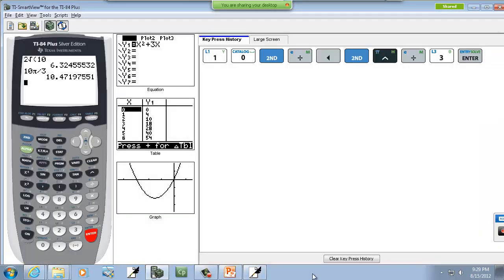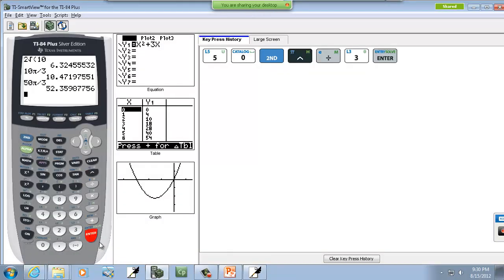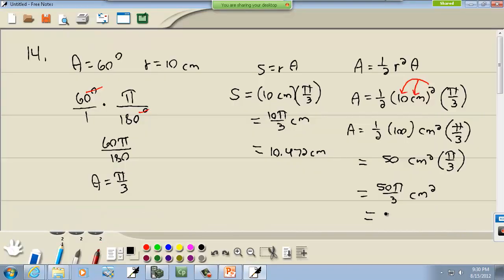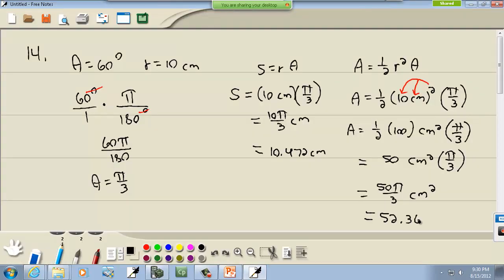And let's plug that in. 50, and where in the world did I say pi was? With the caret, I think. Second caret. Yep. Divide by 3. Enter. And we got 52.359. We round that to 52.36 square centimeters, or centimeters squared. And those would be our answers for that problem.